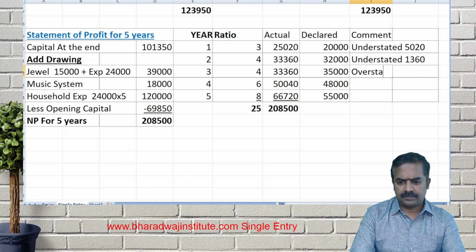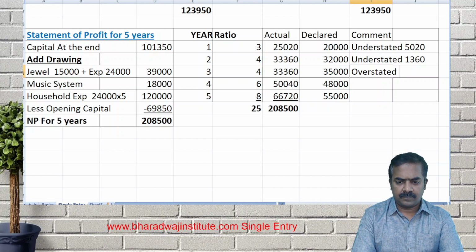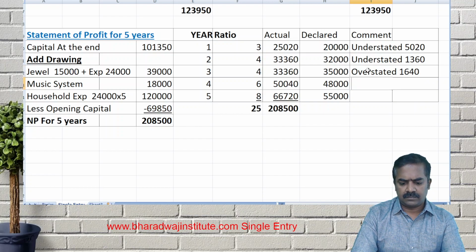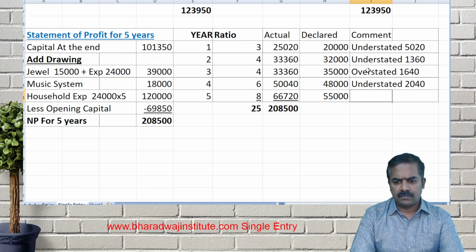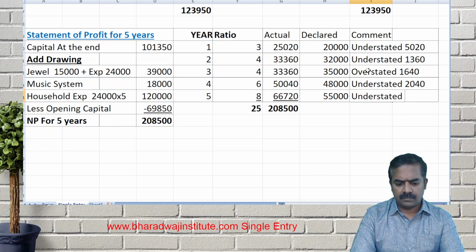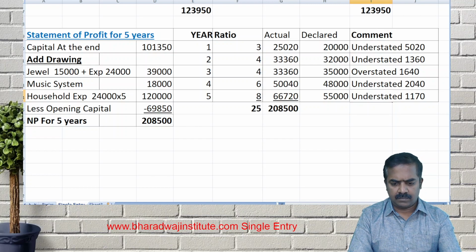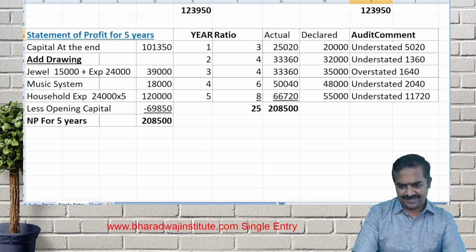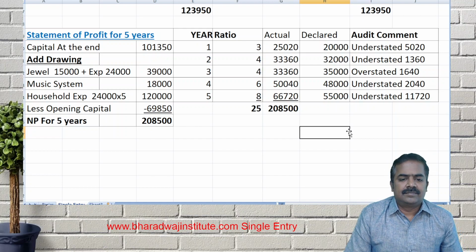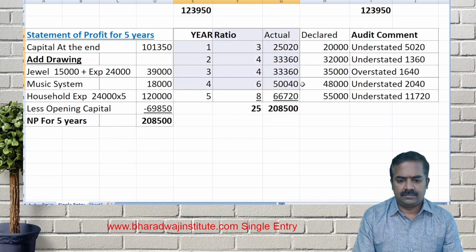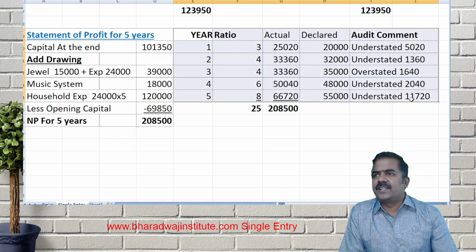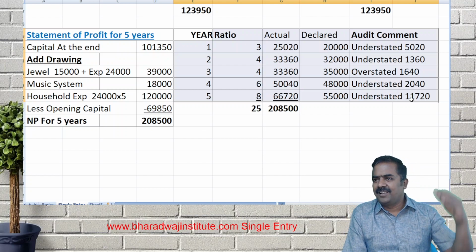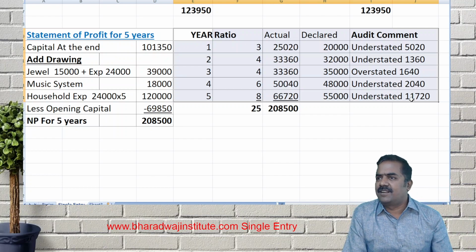This one is overstated. How overstated? 1640. This one understated, 2040. Understated, 11720. This is the auditor's comment, or audit comment. They just ask you, you are appointed to examine and say whether the profits are overstated or understated. We do the working and we say that yes, the profit is overstated or understated.